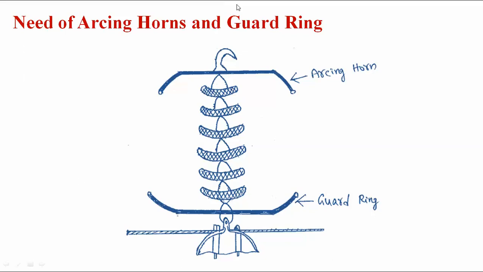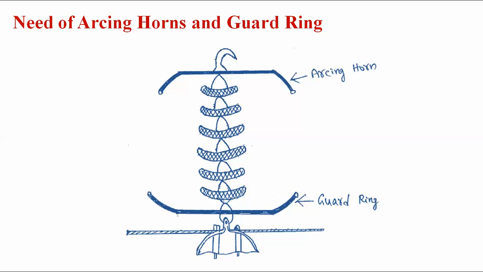To avoid that, in the overhead transmission line, the insulator itself is provided with an arcing horn and guard ring. The guard ring is connected nearer to the conductor side, and the arcing horn is connected nearer to the supporting structure side. That is, the top portion is connected to the arcing horn, and the bottom portion is connected to the guard ring. That is to protect the insulator from flashover and puncture. That is why the guard ring and arcing horn are employed.